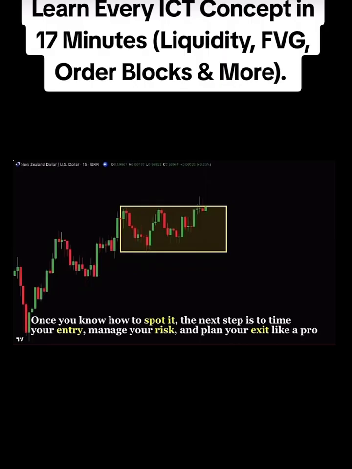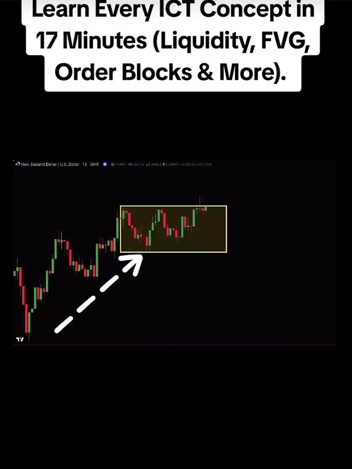Once you know how to spot it, the next step is timing your entry, managing your risk, and targeting your exit like a pro. When the market is in an uptrend, smart money will eventually begin taking profits. Here's what to look for. First, wait for distribution. Price starts to range after a strong move up. This is where smart money starts offloading positions.